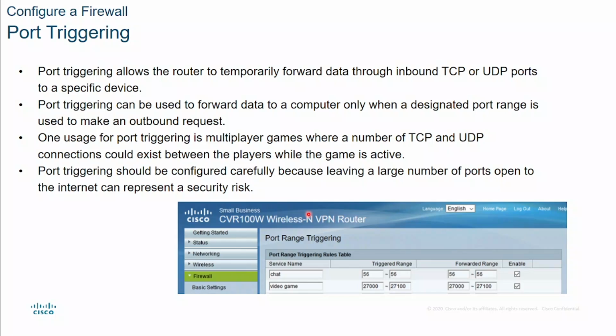Once that port range is triggered, for example, this is a range that has been triggered here, and you can see the forwarded range, and enabled is checked. One usage for port triggering is multiplayer games, where a number of TCP and UDP connections should exist between the players while the game is active. Port triggering should be configured carefully because leaving a large number of ports open to the internet can represent a security risk.